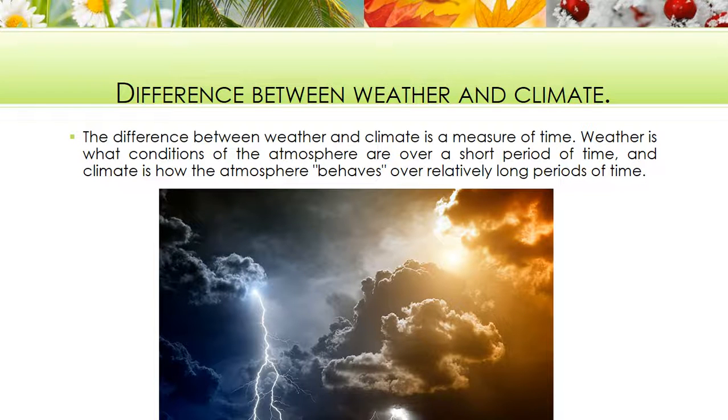So now that we know what is weather and what is climate, what is the difference between weather and climate? Well, the difference between weather and climate is a measure of time. Weather is what conditions of the atmosphere are over a short period of time, and climate is how the atmosphere behaves over relatively long periods of time.